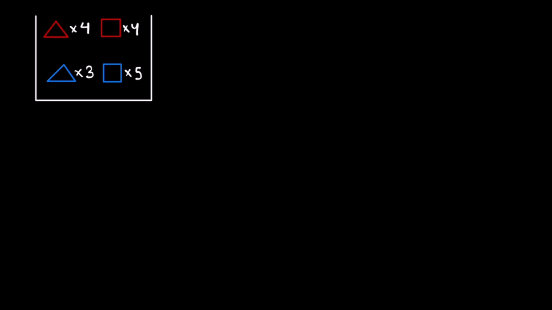Let me make the concept clearer with the help of an even better example. Let's say I have a bucket right here, and this bucket contains 4 red triangles, 4 red squares, 3 blue triangles, and 5 blue squares. So the first question is, what is the probability of getting a red triangle? For that, you have your simple formula, that is desired outcome divided by all possible outcomes.